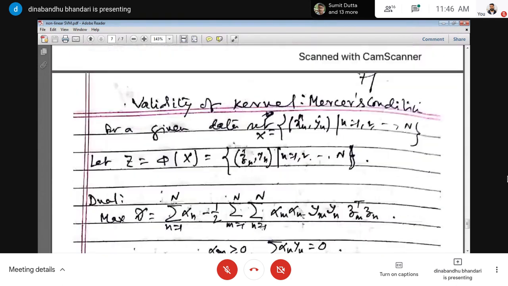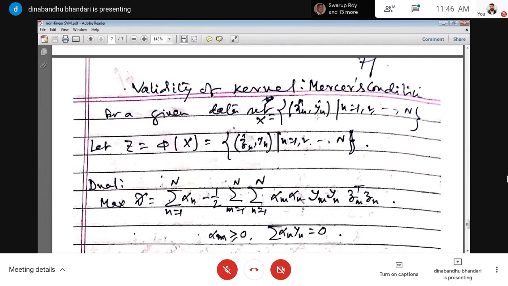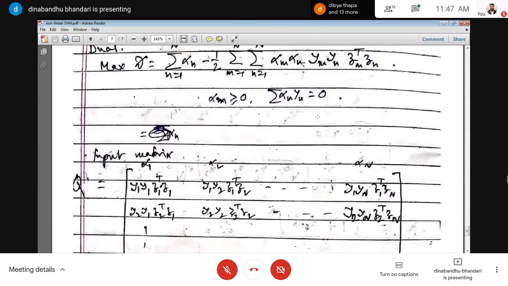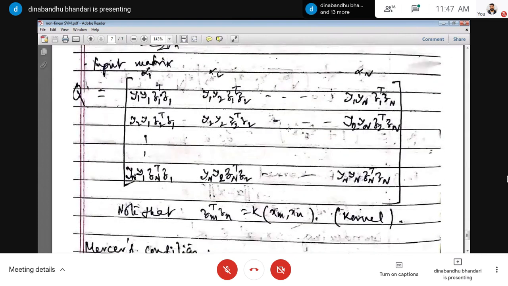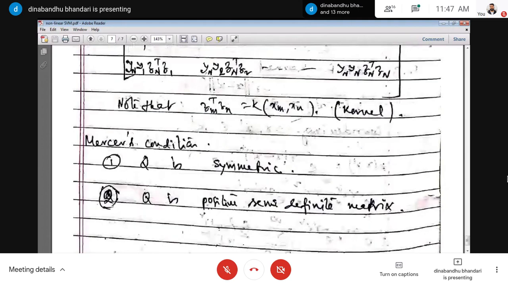Mercer is a very famous mathematician, contemporary or maybe a bit senior to Einstein. There is a Mercer Road in Princeton and all that. Anyway, there are a lot of stories about it. He is a very famous mathematician, and he has given these conditions, Mercer's condition. Q has to be symmetric if K is symmetric, and Q is a positive semi-definite matrix.